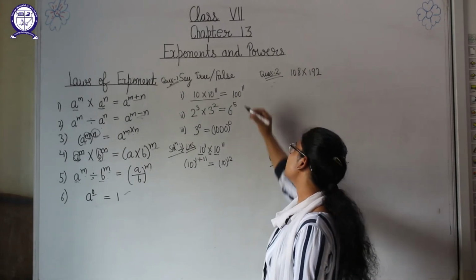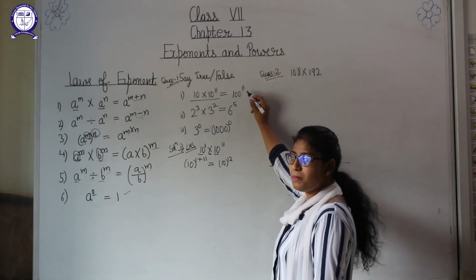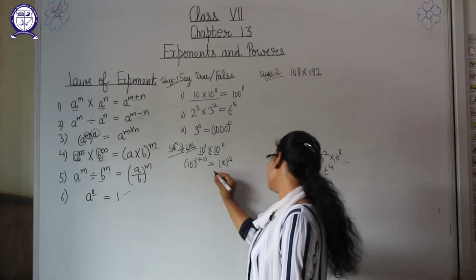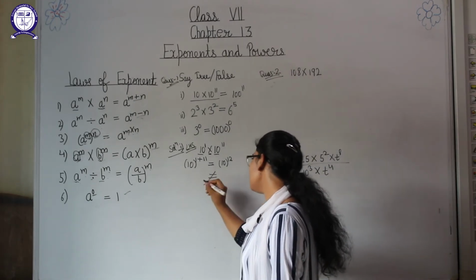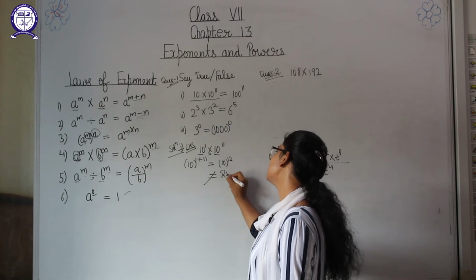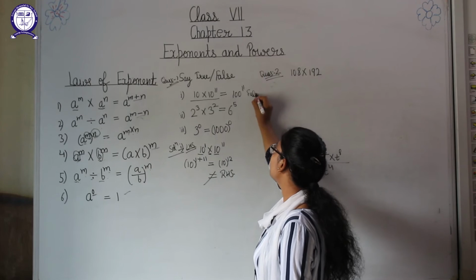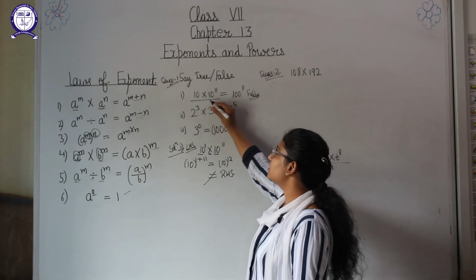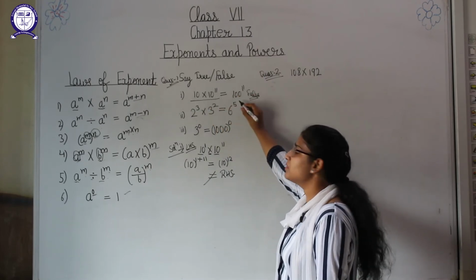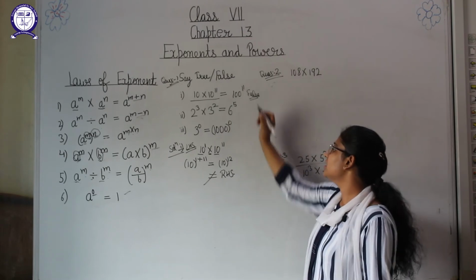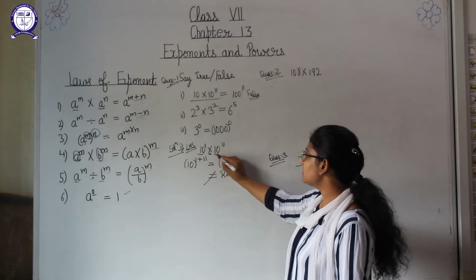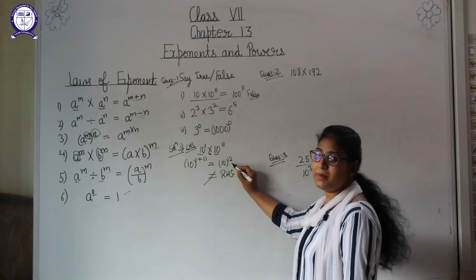So is it equal to 100 raised to the power 11? No. So we will write that this is not equal to the RHS. It means this is false. This one is false, because 10 into 10 raised to the power 11 will not be equal to 100 raised to the power 11. The answer for this will be 10 raised to the power 12.